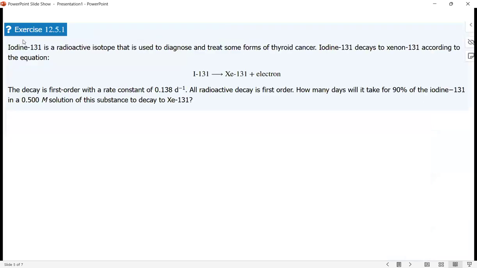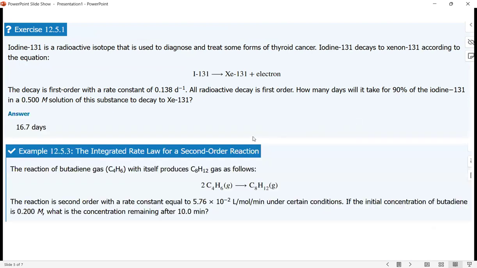There's some other examples here. How many days will it take 90% of the iodide in a 0.5 molar solution to decay? Here again, the 0.5 actually doesn't matter. So you can calculate, or we can just start with 100% and go down to 90 and do that too. So you can check and see that you get this number.